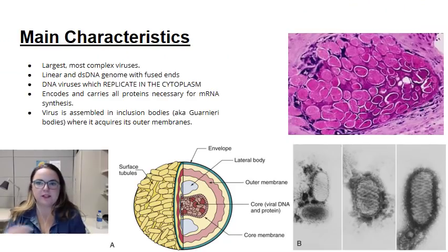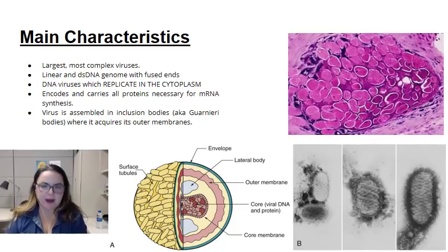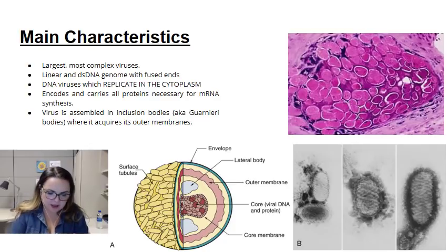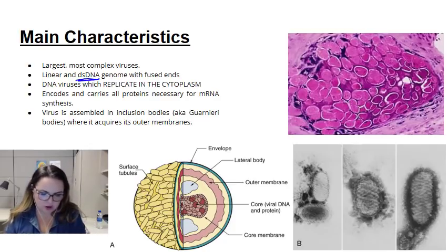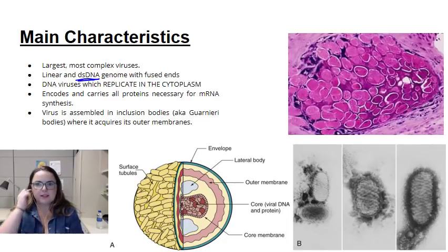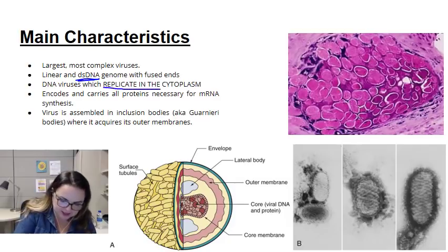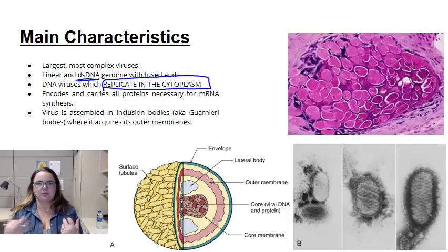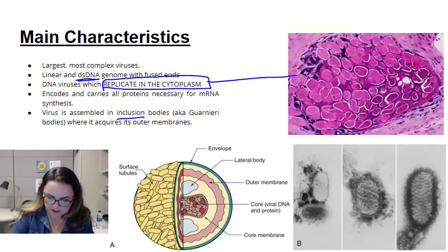Okay, so let's go through the main characteristics for all pox viruses. The Poxviridae are actually the largest, most complex viruses. They have a linear double-stranded DNA genome with fused ends. This is a DNA virus which replicates in the cytoplasm, which, as you know, is very strange. Normally, DNA viruses replicate in the nucleus, but not these guys. They replicate in the cytoplasm, which actually leads to the formation of inclusion bodies, which I'm showing here.